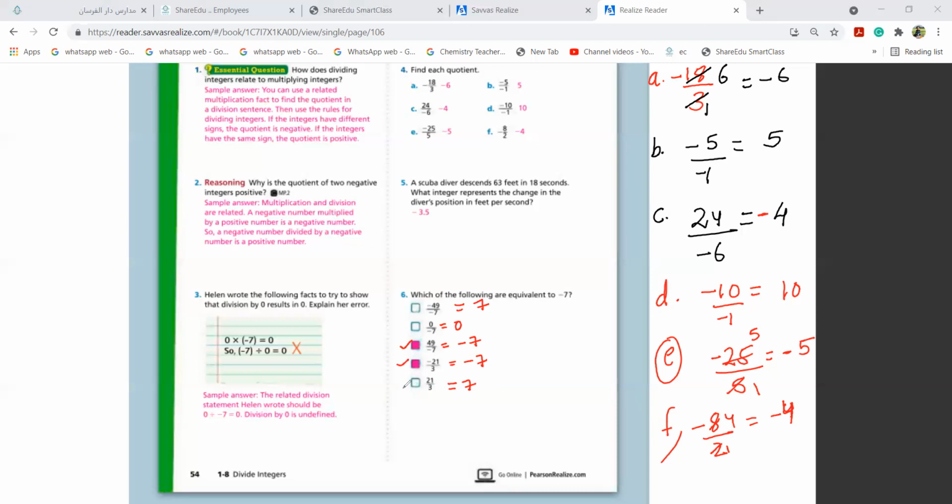Any questions? Malak, you got it? Yes, miss. Color these two and write these answers. Okay.